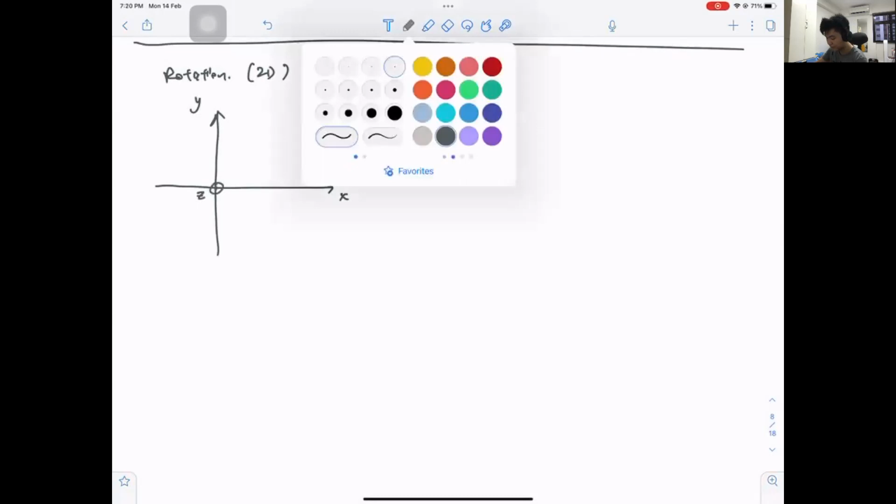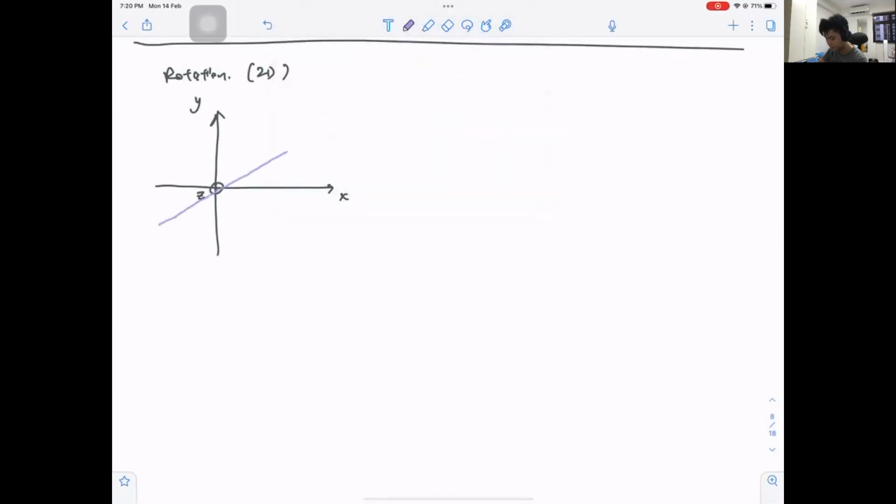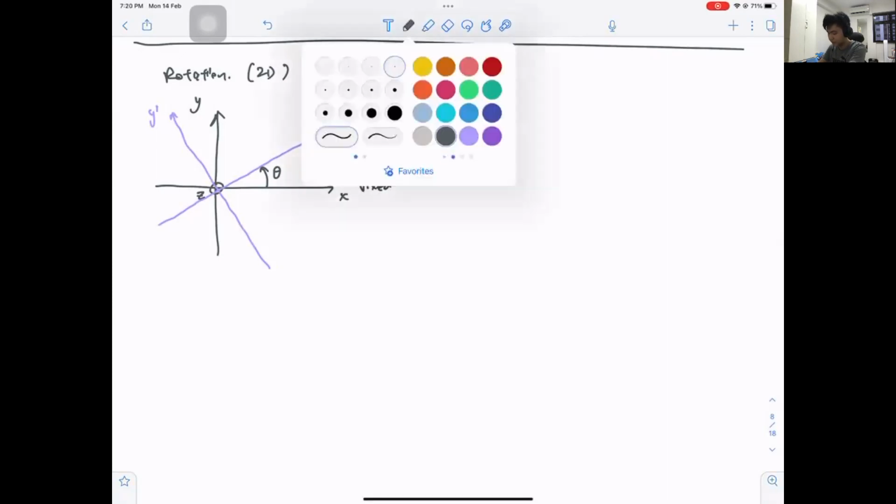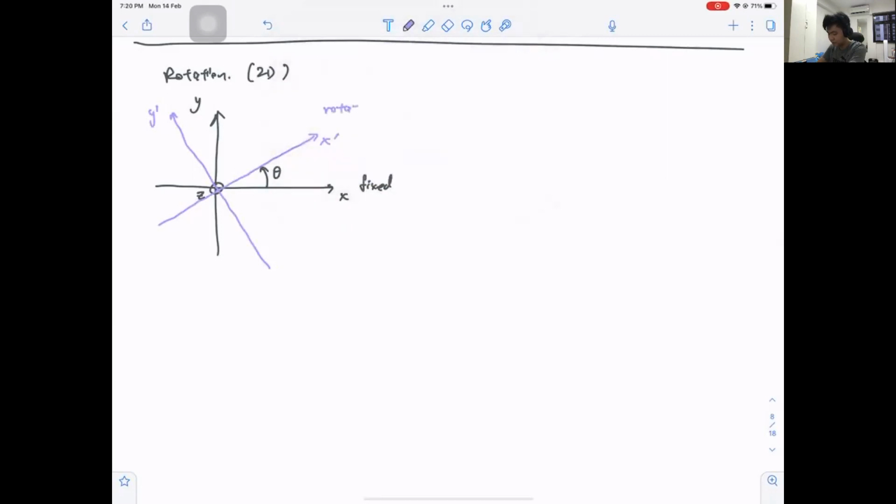And then we have a rotated frame, X prime, Y prime. This rotated frame will be rotated at an angle theta. Later we'll make this theta depend on time, and that's how we get rotating reference frames. But for now, let's just keep it as a parameter. So we have two reference frames over here. One is the fixed one, and one is the rotated one. The purple one is the rotated one.